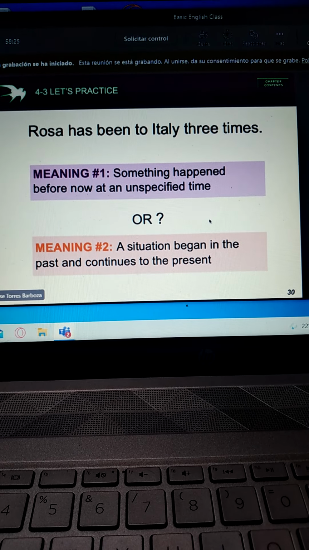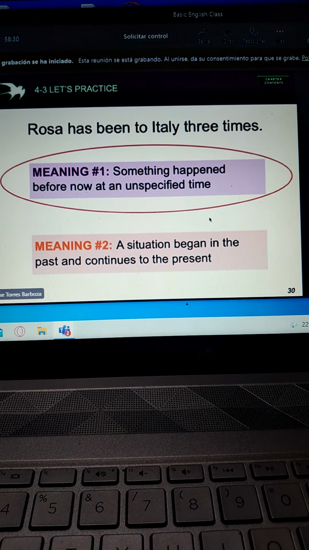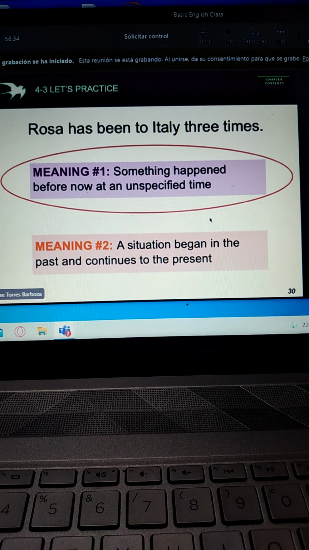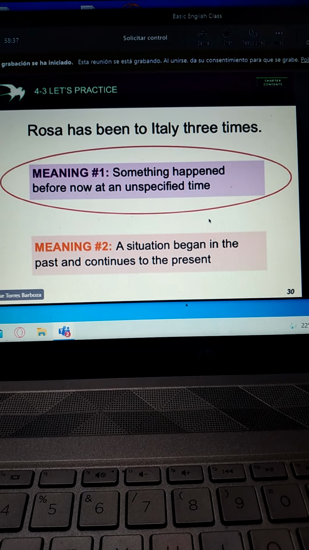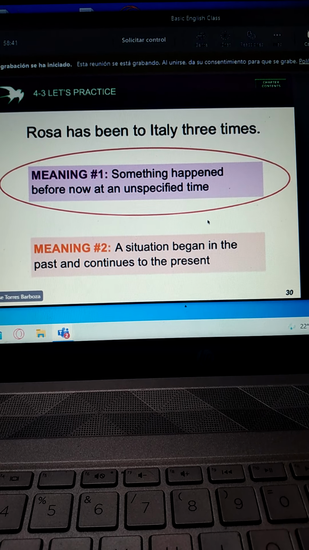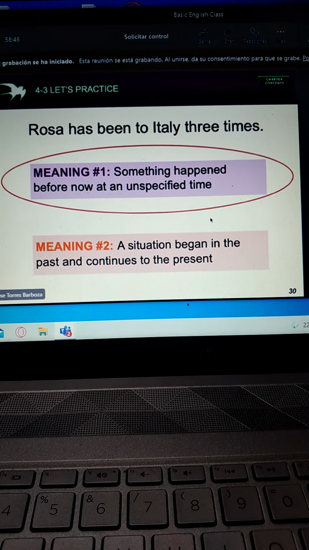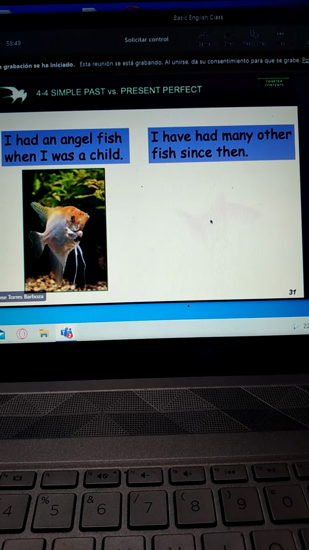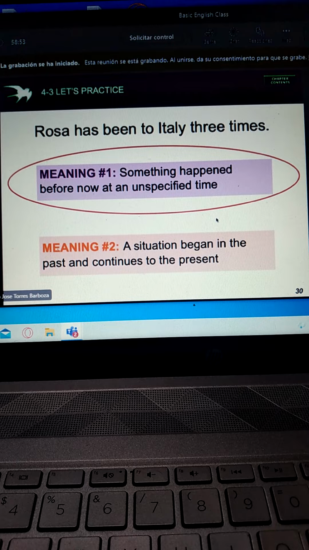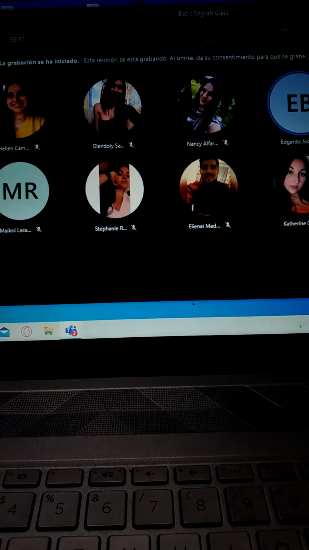Rosa has been to Italy 3 times. What happens here? Before now, or meaning number 2? In this case it would be meaning number 1: something happened before now at an unspecified time. We know 3 times, but we don't know when. Was it many years ago? 2 years ago? 5 years ago? Yesterday? We don't know. That's why it's not a specific time. Okay. Before we continue with this, let's get back to the book.